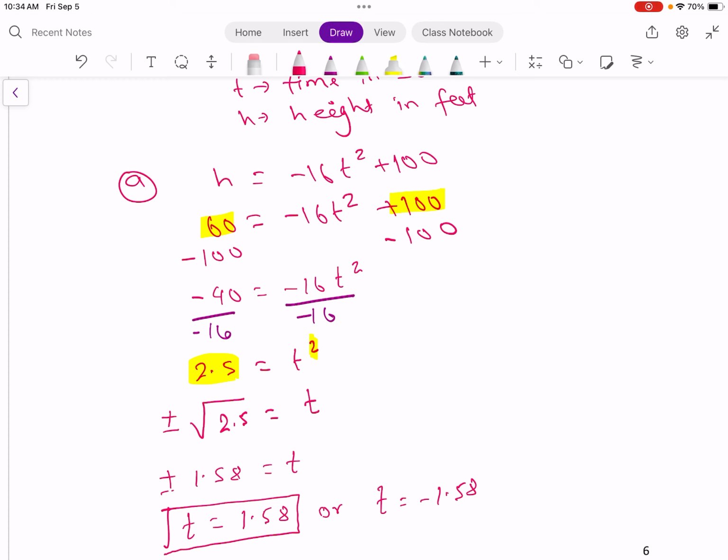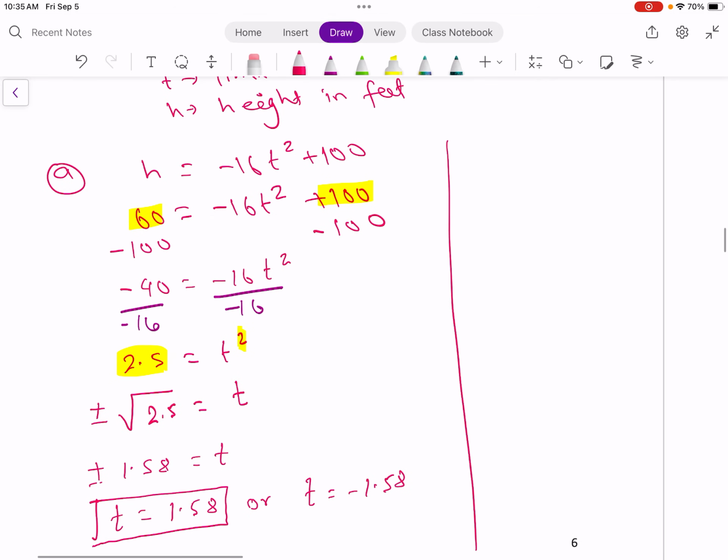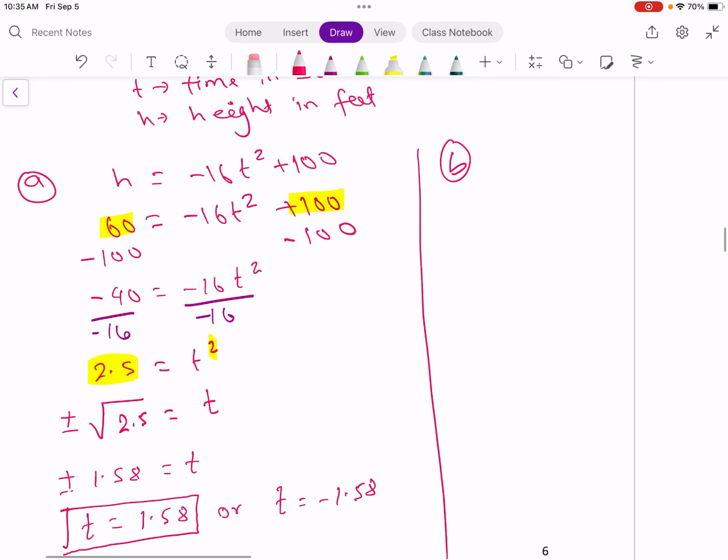Now what is the height? What does it mean by the ball reaching the ground? The height of the ball from the ground is 0, right? If the ball is already on the ground, the height of the ball from the ground will be 0. So you replace your h by 0 and find t for part B. Okay? So we are using the same equation, negative 16 t square plus 100.